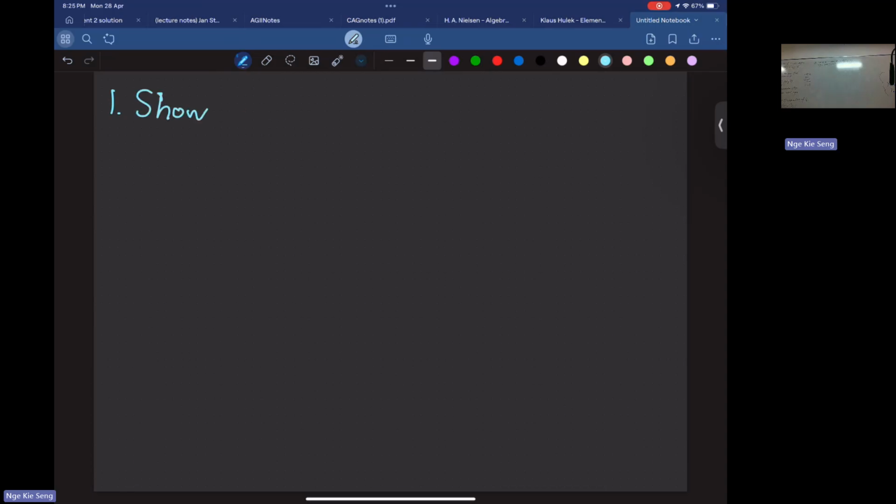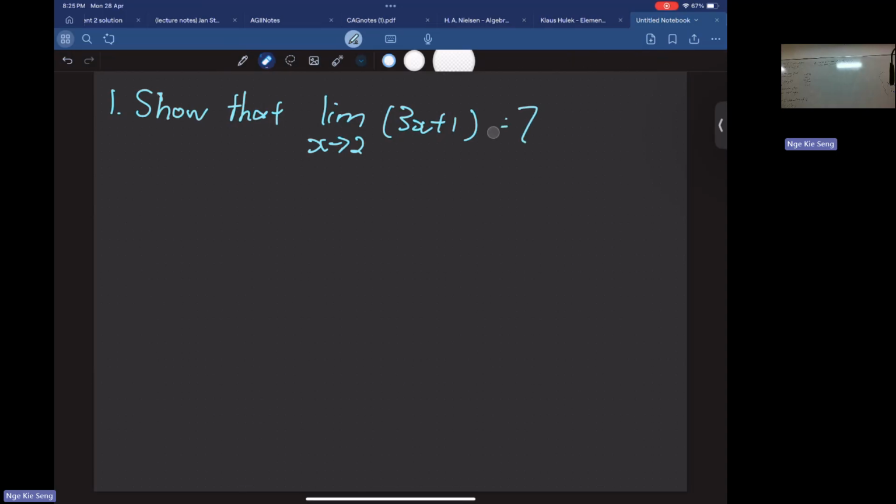The limit of x to 2 of 3x plus 1 equals 7. Okay, so if you read it in words, what does it mean? When your x goes closer to 2, what's your f(x) here? In this case, can you read out your f(x)? What's your function? 3x plus 1.